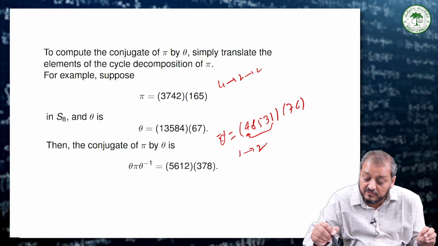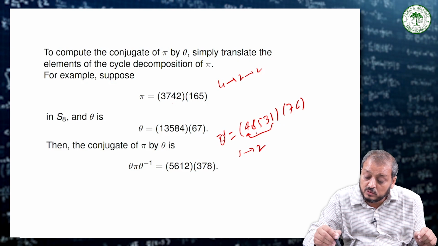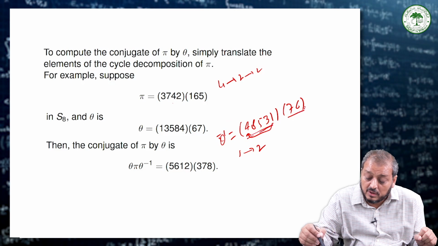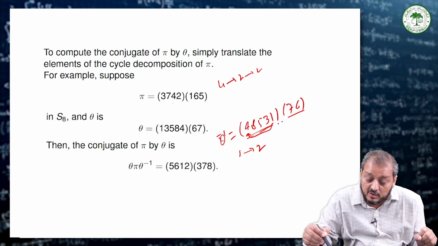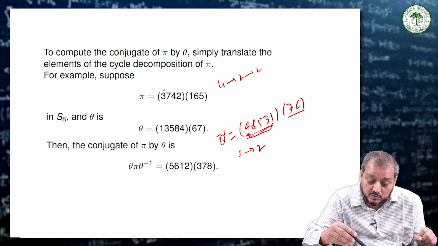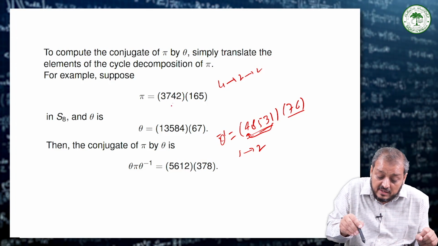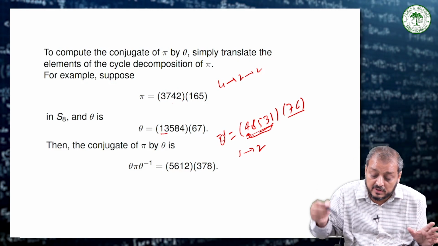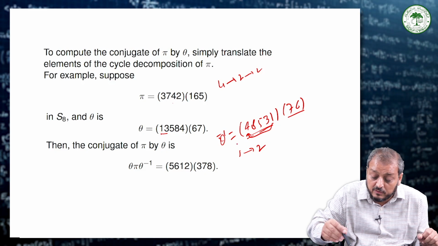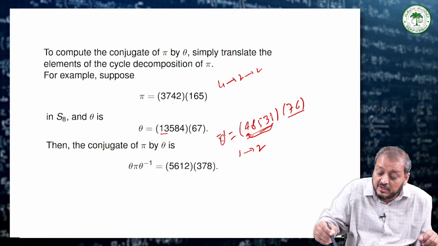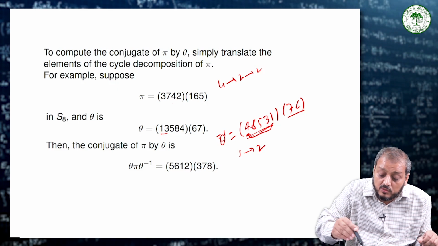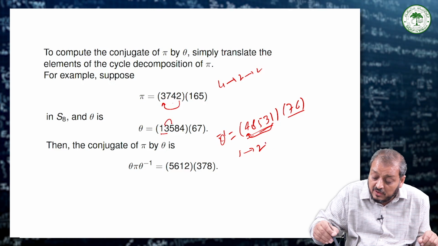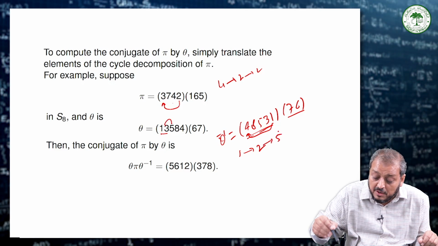Now we start from 2, then 2 is not here. So clearly in this cycle 2 goes to 2. Sorry, I am sorry, clearly in this, 2 goes to theta inverse 2, which is 2, and then we go to pi, and 2 goes to 3, and now 3 goes to 5. So this goes to 5.